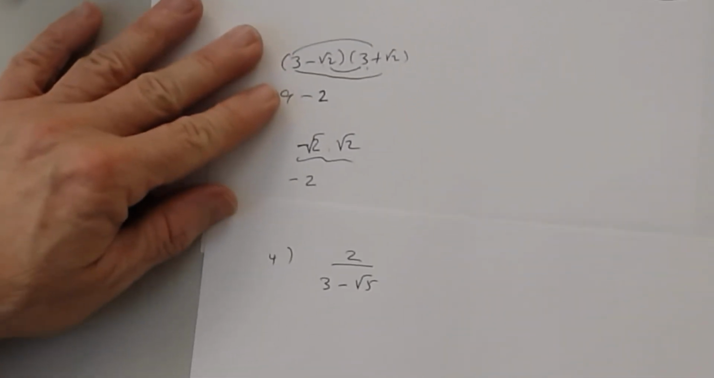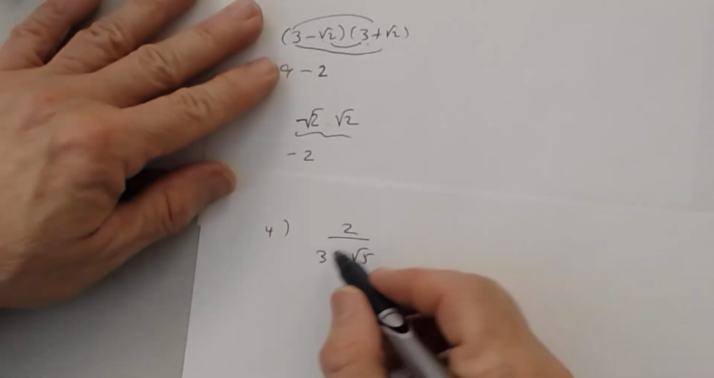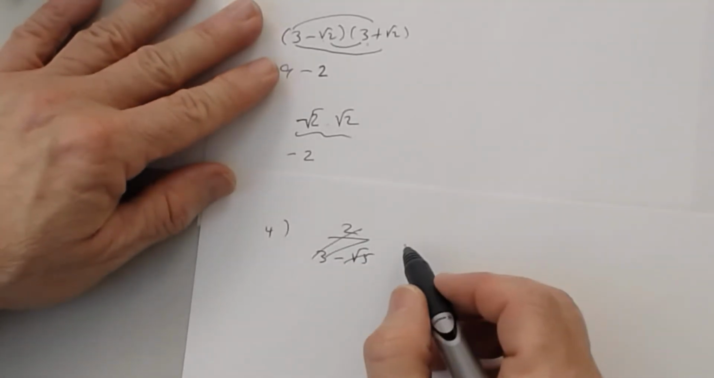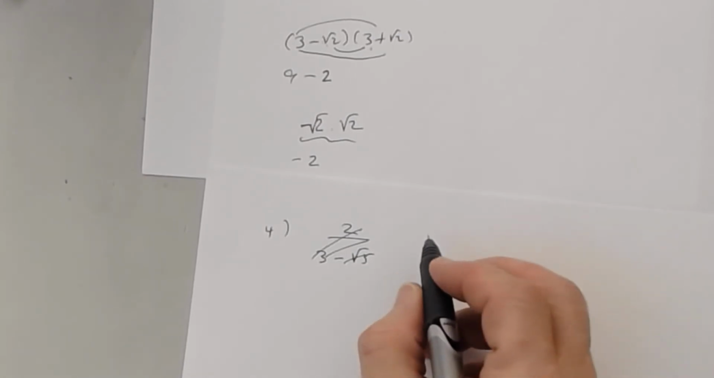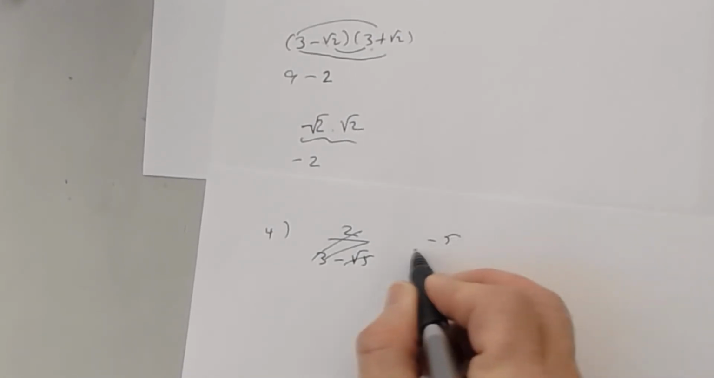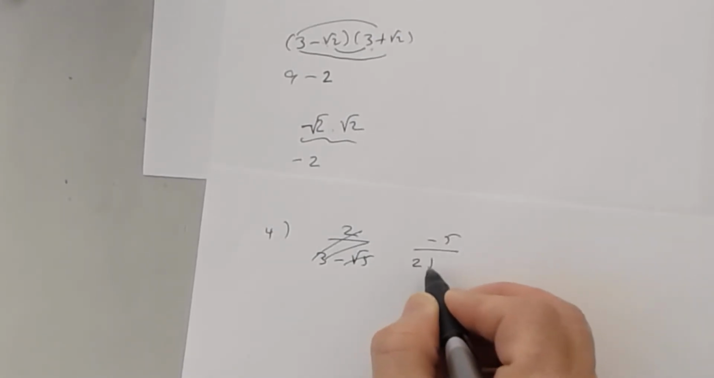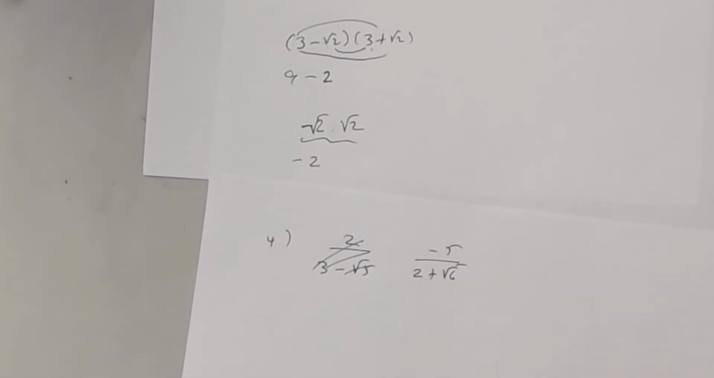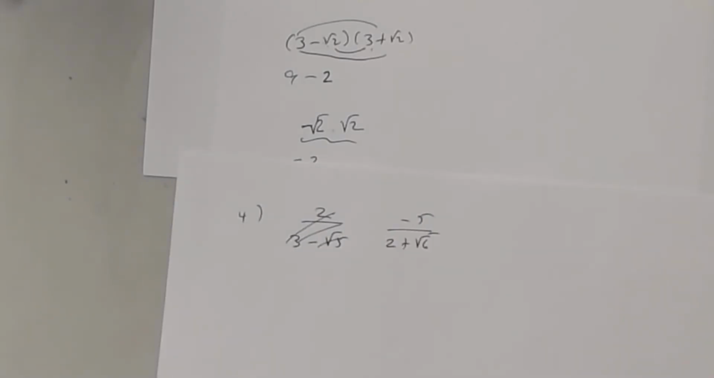Number 4. So let's suppose you had 2 divided by 3 minus the square root of 5. I'm sorry. Let me change it to this one because I'm trying to use the one I used in the last class. Let me change it to negative 5 divided by 2 plus the square root of 6. Change it to that one.